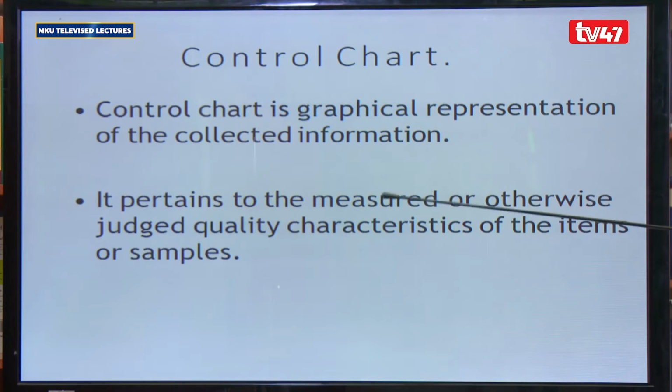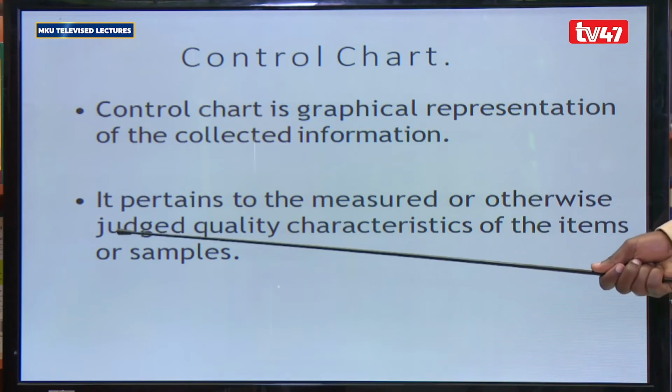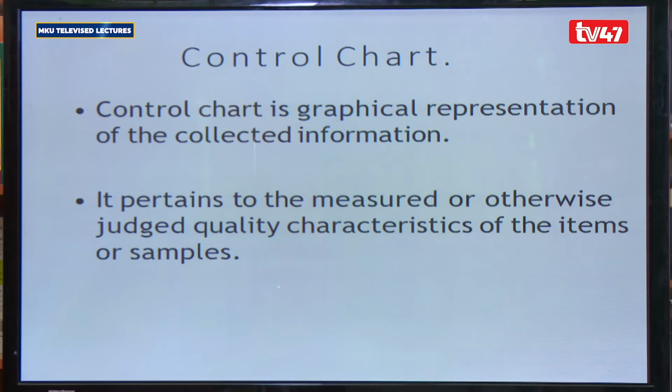And when we talk of measured, what we can measure is the variables, and attributes are what we can judge. So we can say that a certain product is good or bad, is effective or defective, whereas we can have some measurable variables such as the weight, the length, and so on.